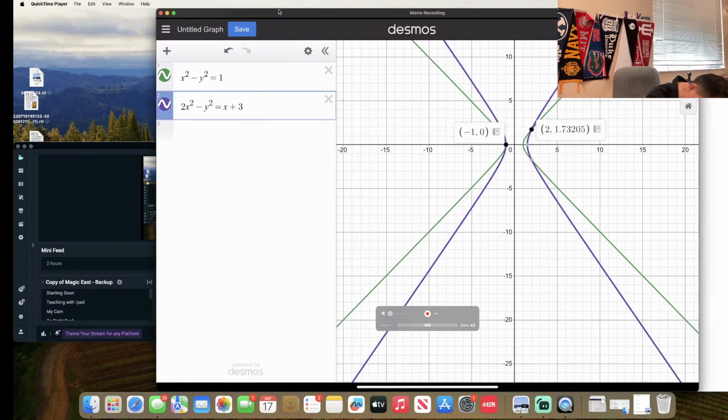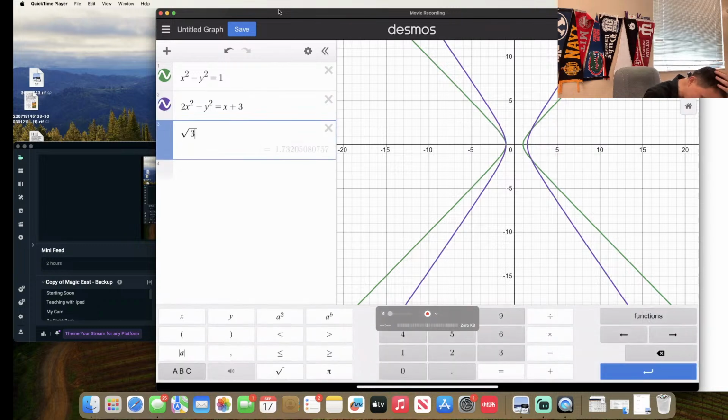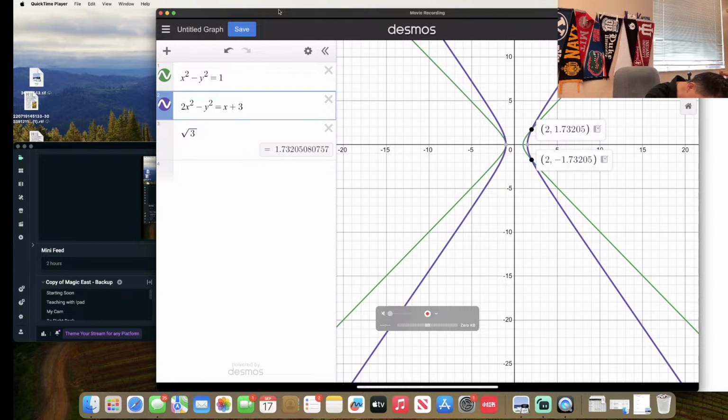So this point right here, the 3 points are intersections. And if you want to know, 1.732 is actually root 3. So 1.732 is right here, 1, 2, 3. Kind of cool questions.